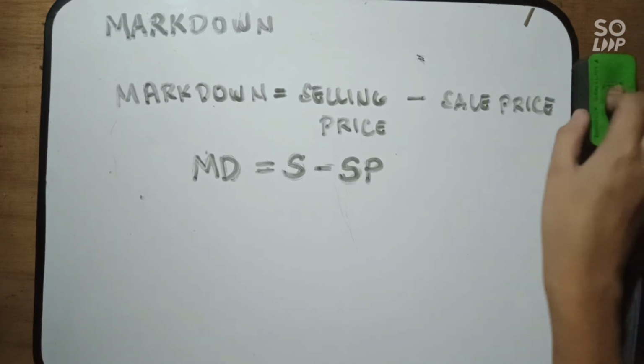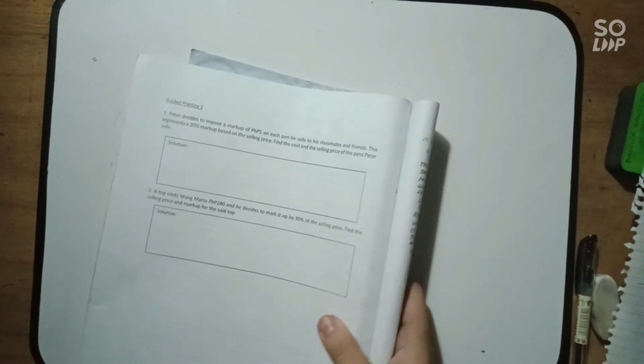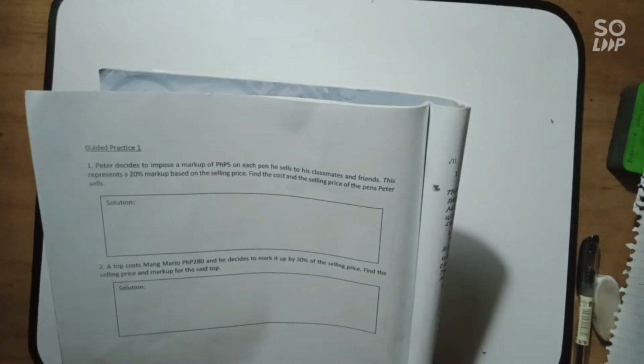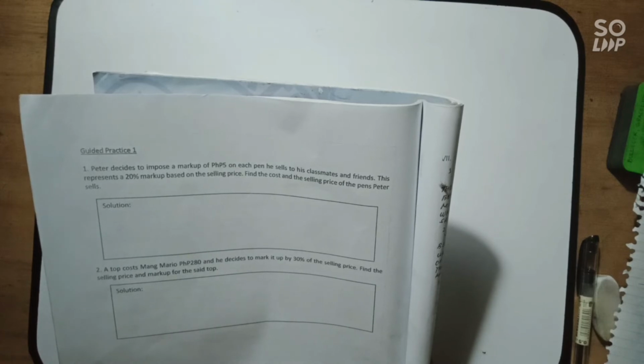So now let's proceed to the word problems in the guided practice regarding markup, mark-on, and markdown. In the guided practice, Peter decided to impose a markup of 5 pesos on each pen he sells to his classmates and friends. This represents a 20% markup based on the selling price. Find the cost and the selling price of the pens Peter sells.